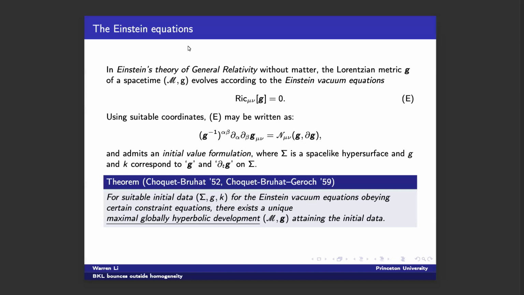Because it's a system of nonlinear wave equations, we know that it admits a so-called initial value formulation, where if we prescribe the metric as well as its time derivative on some initial space-like hypersurface, then we can solve for the entire spacetime. I won't describe what these words mean, which most of you already know, but we can find the maximal globally hyperbolic development, which attains this solution.